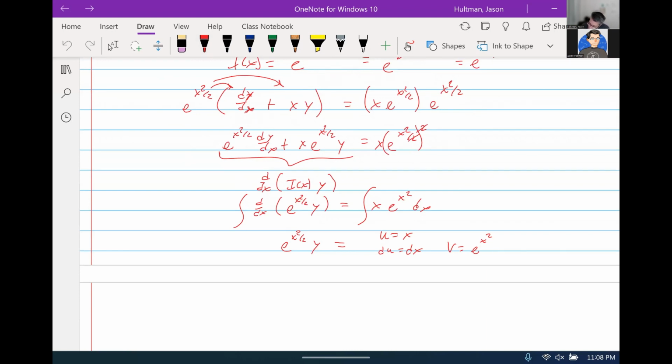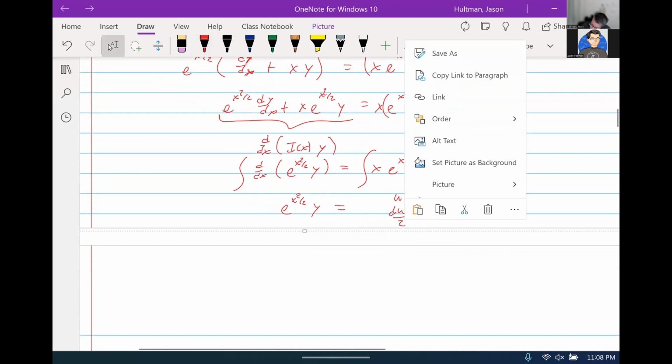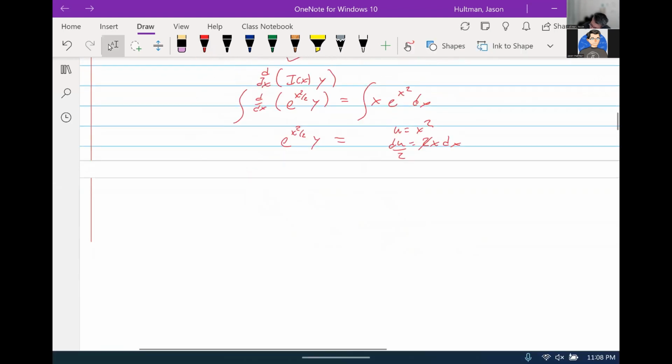No, if I just do a regular u sub, I think it will work. Yeah, no integration by parts necessary. That's nice. So u is equal to x squared, du is equal to 2x dx divided by 2. Yeah, that's great. Okay.